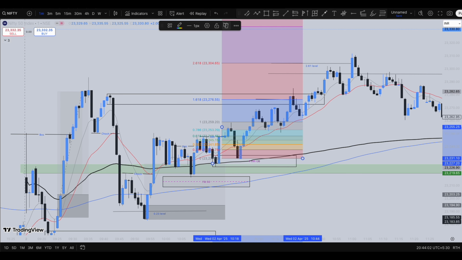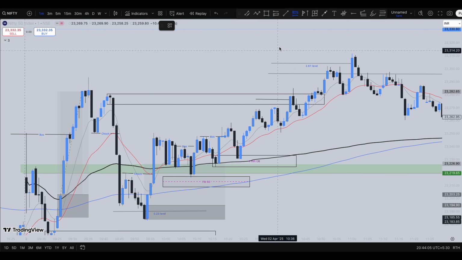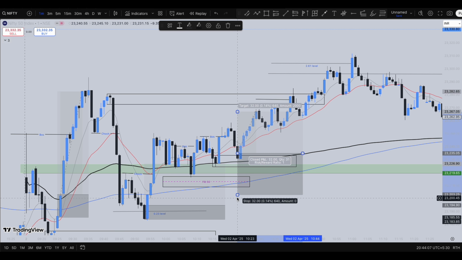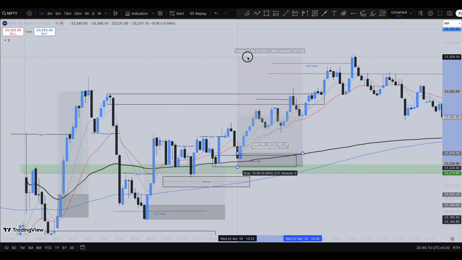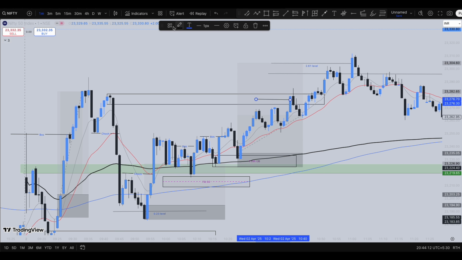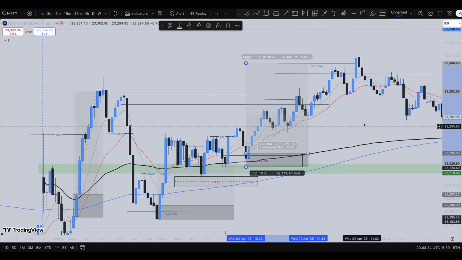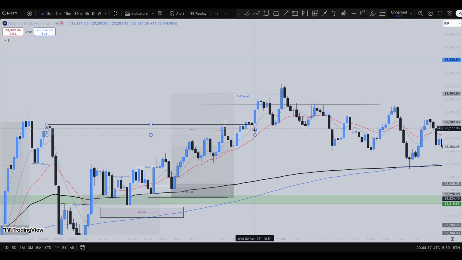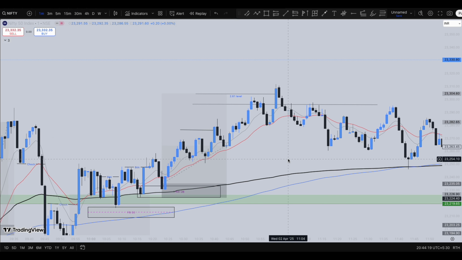This is how you could have easily targeted the 2.61 level, keeping your long trade here, keeping your stop loss just below that candle. This is the 1.68 level. You could expect some kind of rejection, but here you can see the market clearly broke. So this order block definitely failed.